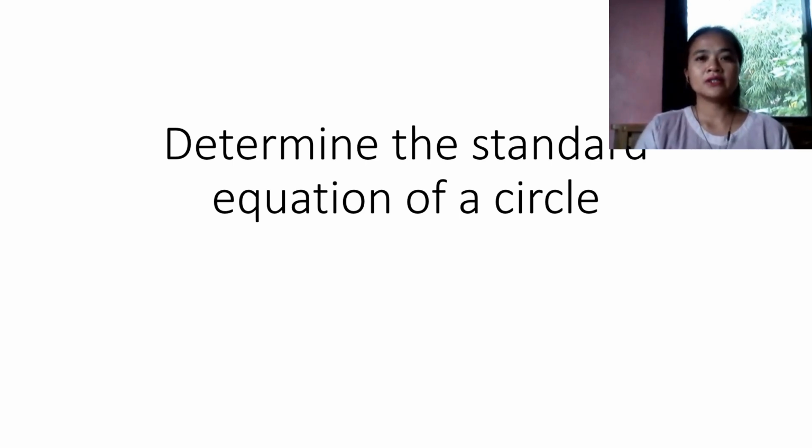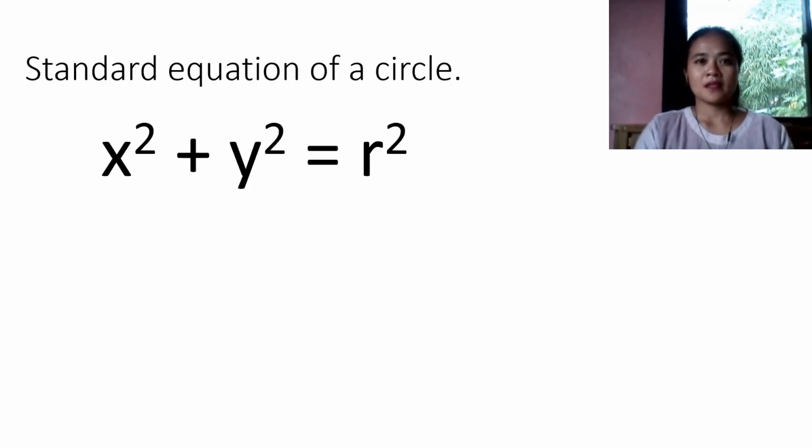So today we're going to determine the standard equation of a circle. The standard equation of a circle is written in the form x squared plus y squared is equal to r squared if the center is (0, 0), or located at the point of origin. Okay.